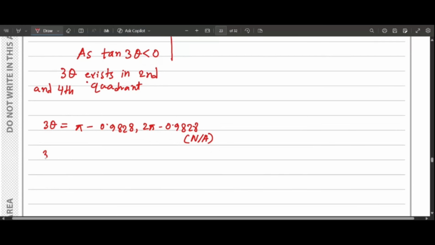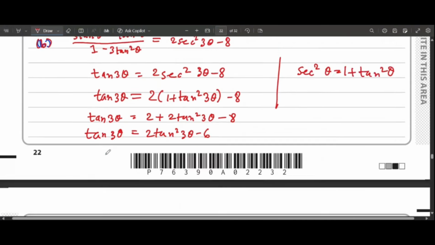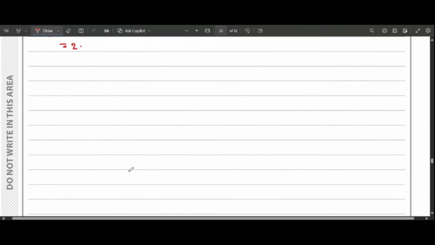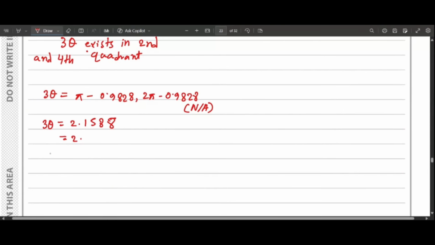So we get that 3 theta is equal to pi minus 0.9828, which will be equal to 2.158788. We have to round the values to 2 decimal places, so this is again equal to 2.16.